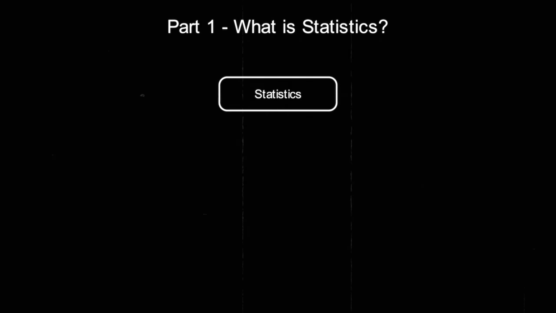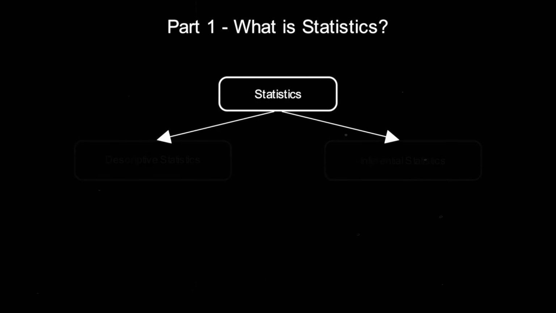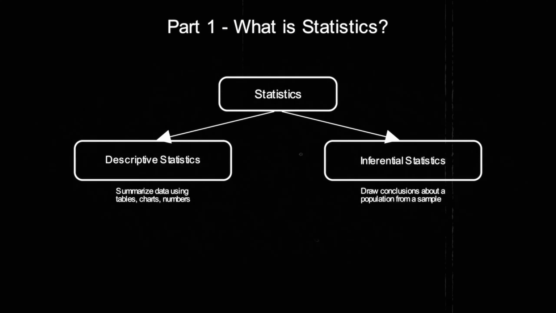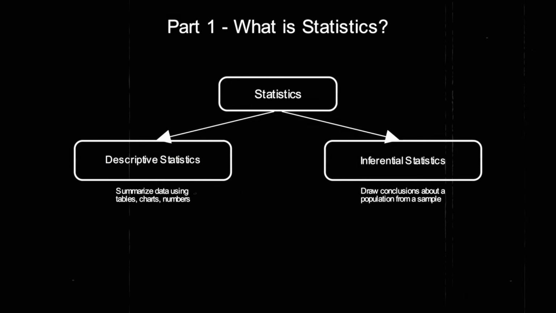Statistics is the science of collecting, organizing, analyzing, and interpreting data. It has two main branches: descriptive statistics, summarizing data using tables, graphs, and numbers; and inferential statistics, using sample data to draw conclusions about an entire population.